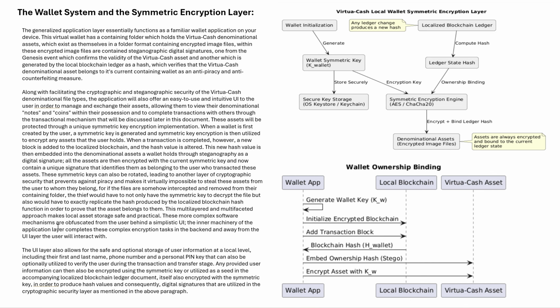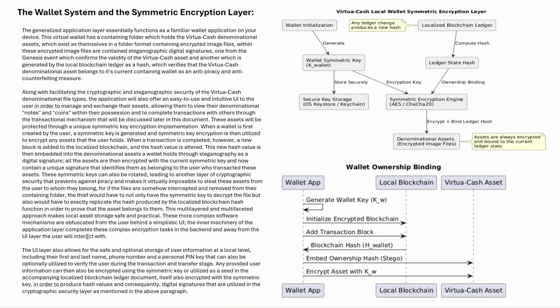These more complex software mechanisms are obfuscated from the user behind a simplistic UI. The inner machinery of the application layer completes these complex encryption tasks in the back end and away from the UI layer that the user interacts with.